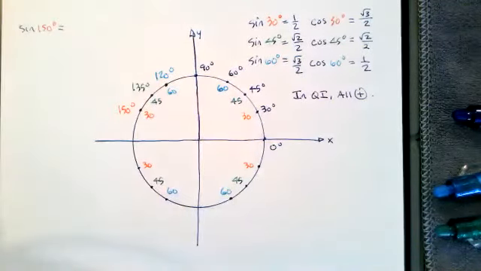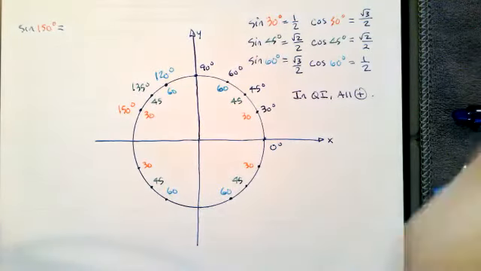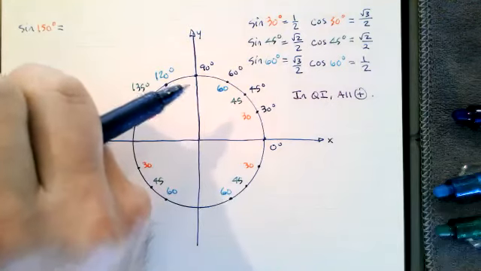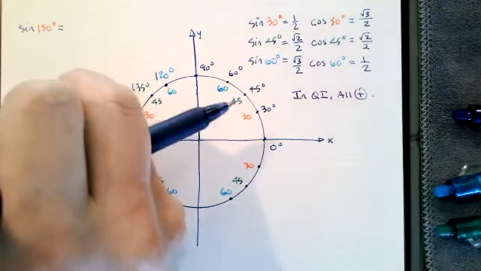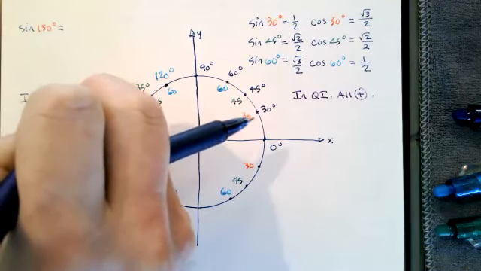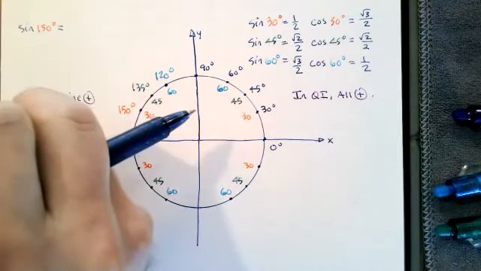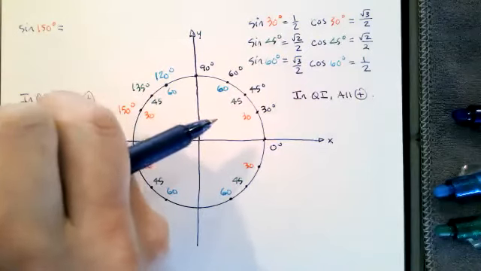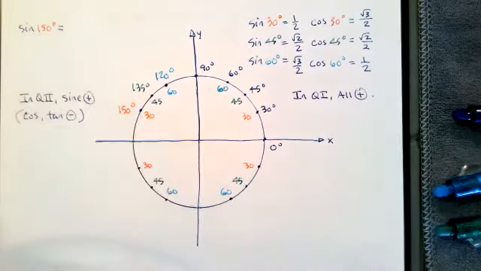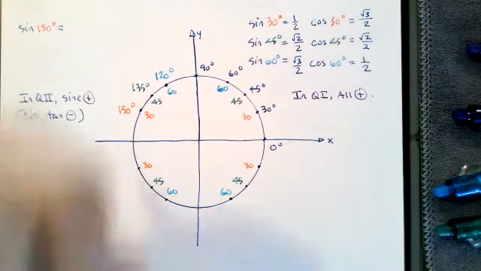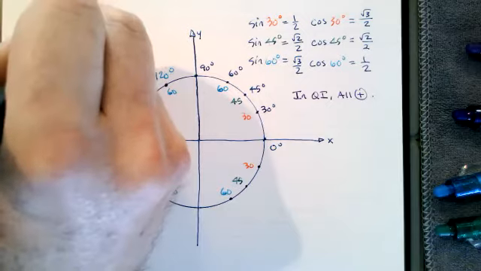Now we need to combine this with the quadrant information. And we know that in quadrant 2, sine is positive. And that means cosine and tangent are negative. So the sine of 150 is the same as the sine of 30, a positive 1/2.